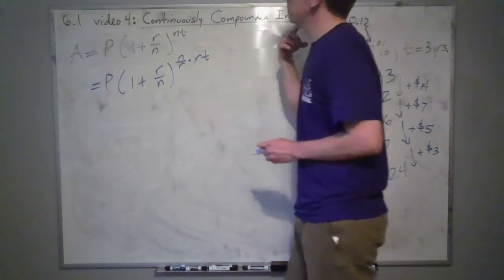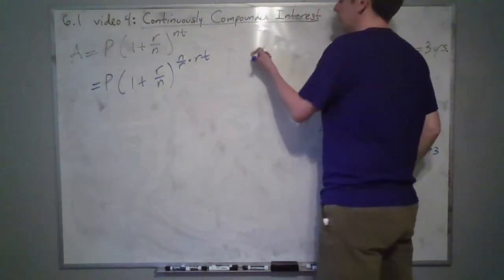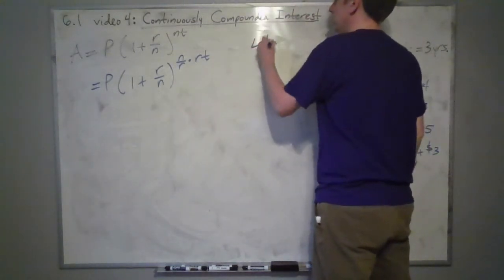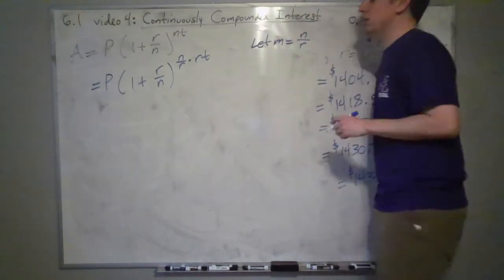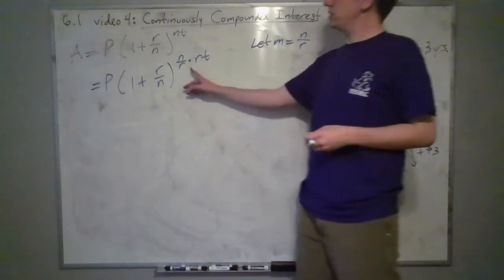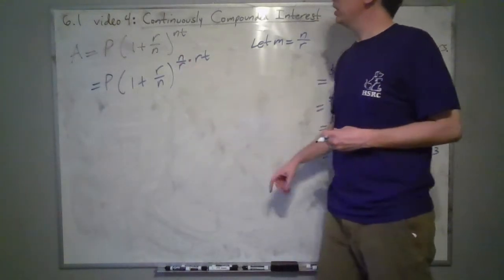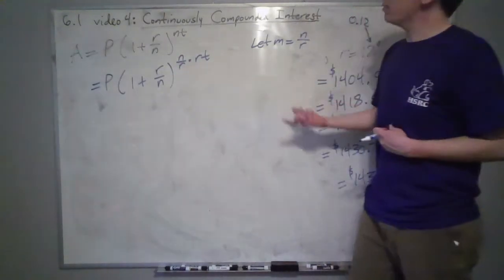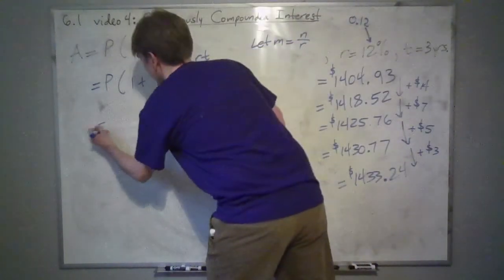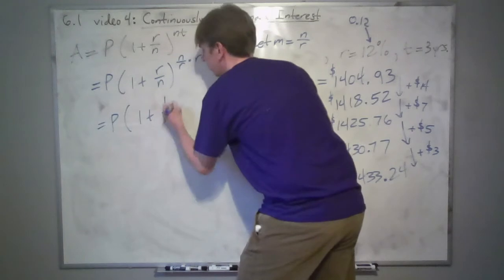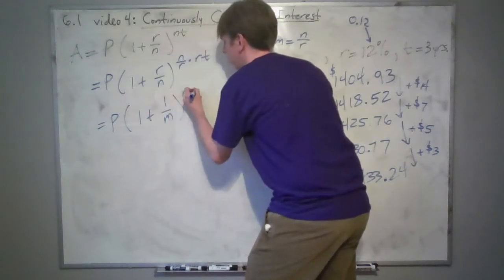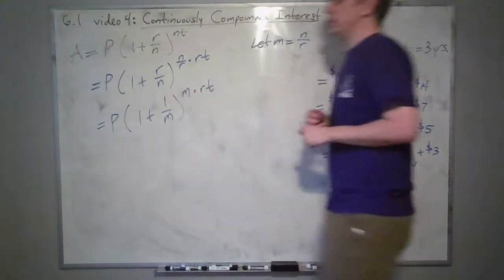Okay, now I'm going to do another thing. I'm going to change the letters. Let m be n over r. So if m is n over r, then that's the thing I just made. This is an m, and this r over n is actually m upside down. So this is actually p times 1 plus the reciprocal of m, raised to the power m times r to the t.